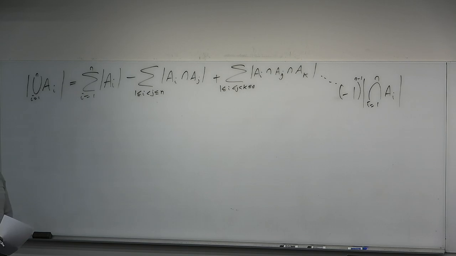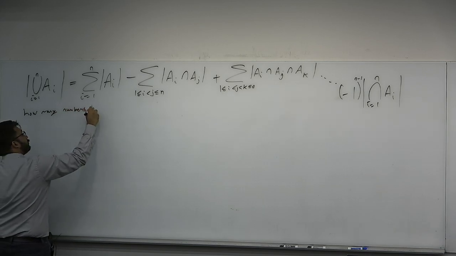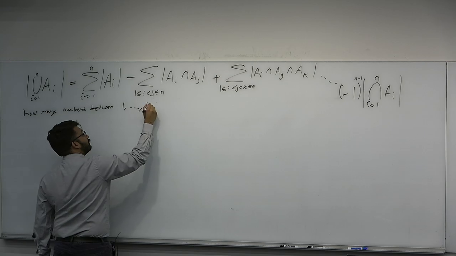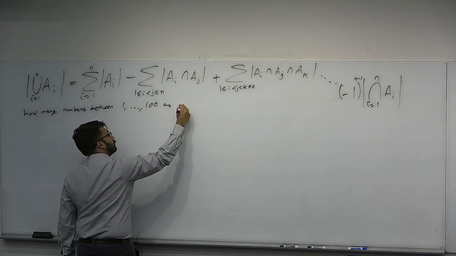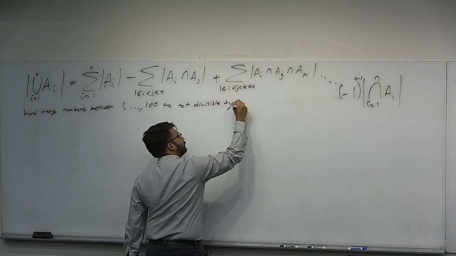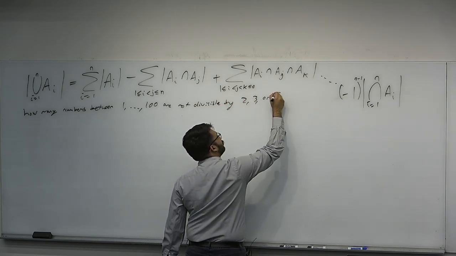Questions on this? Let's do an example. How many numbers between 1 through 100 are not divisible by 2, 3, or 4? Excuse me, 5. Let's do 5.